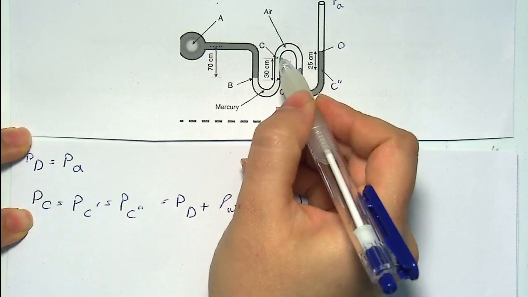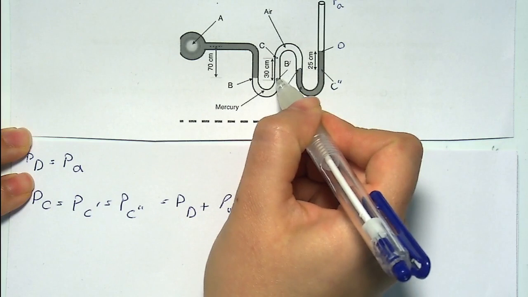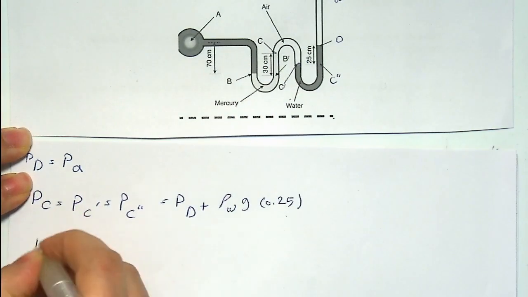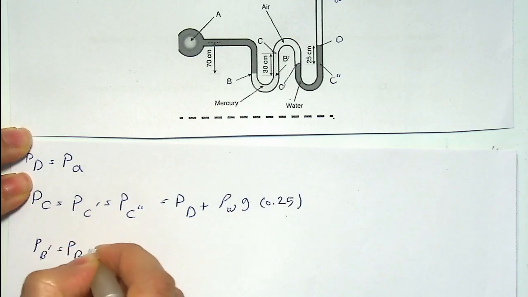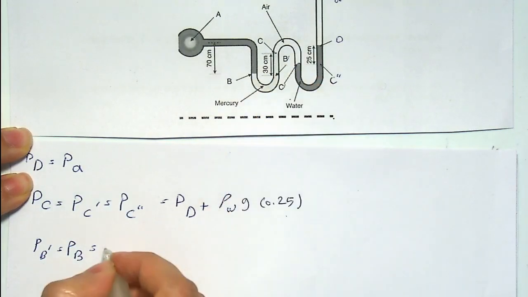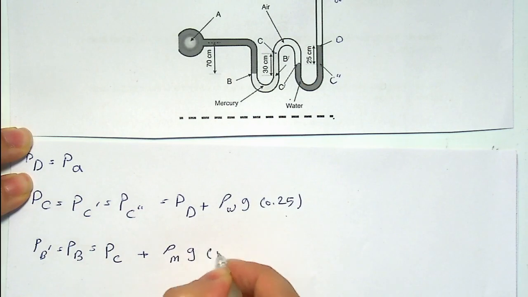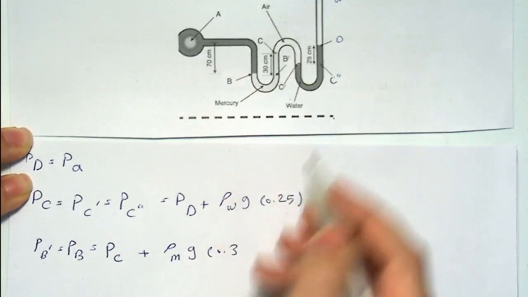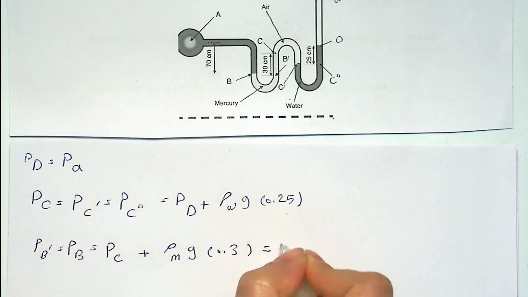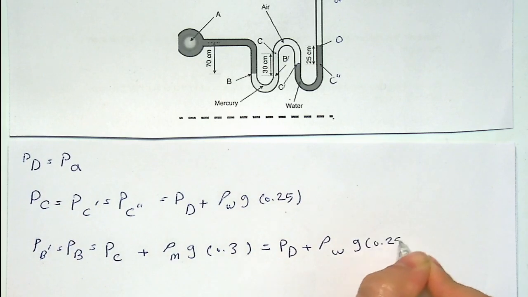So going further, using the pressure at point C, I can calculate the pressure at B prime, which is also equal to the pressure at B because they have equal height. So PB prime is equal to PB, which is equal to PC plus the hydrostatic pressure of the liquid here. So PC plus the density of mercury, gravity, 0.3, which is the height of this part. And I know from the previous part that PC is equal to PD plus the hydrostatic pressure of the water column.